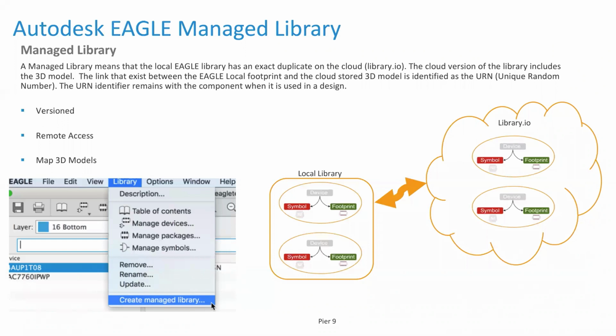But Eagle is able to visualize the 3D model by tying to it by means of a unique random number, a URN number, and it is able to tie the footprint and the 3D model and associate them that way. That association will remain there as long as the libraries are synchronized, the local library and the cloud-based library. And that's how you create a managed library.